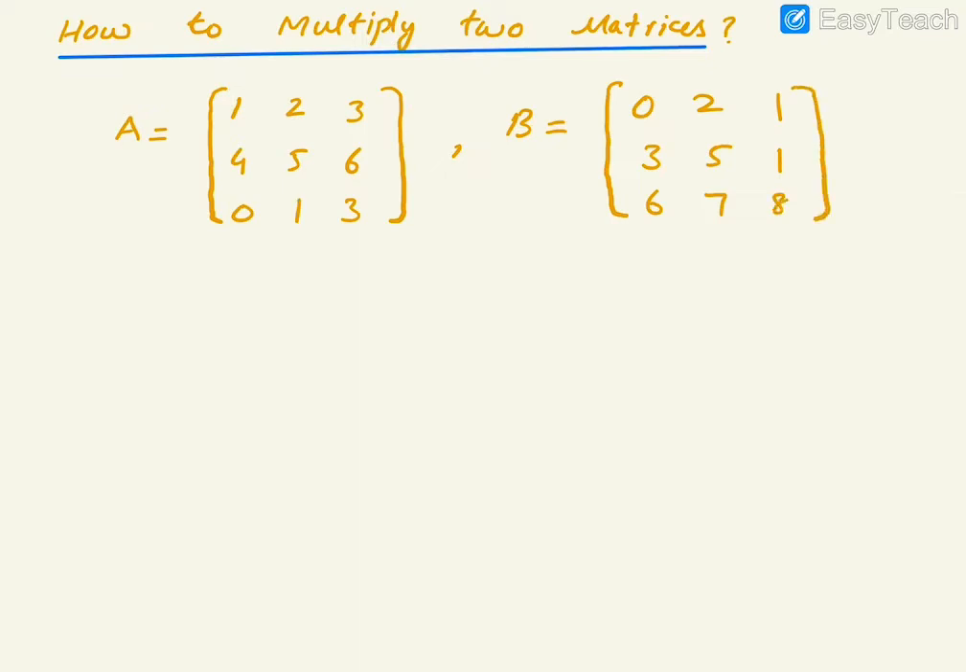Now we need to find AB. So first check the order of A. A is 3 into 3. The order of B is 3 into 3. So write the order of A first, then the order of B. This is the same. It means multiplication is possible. So how to find AB?